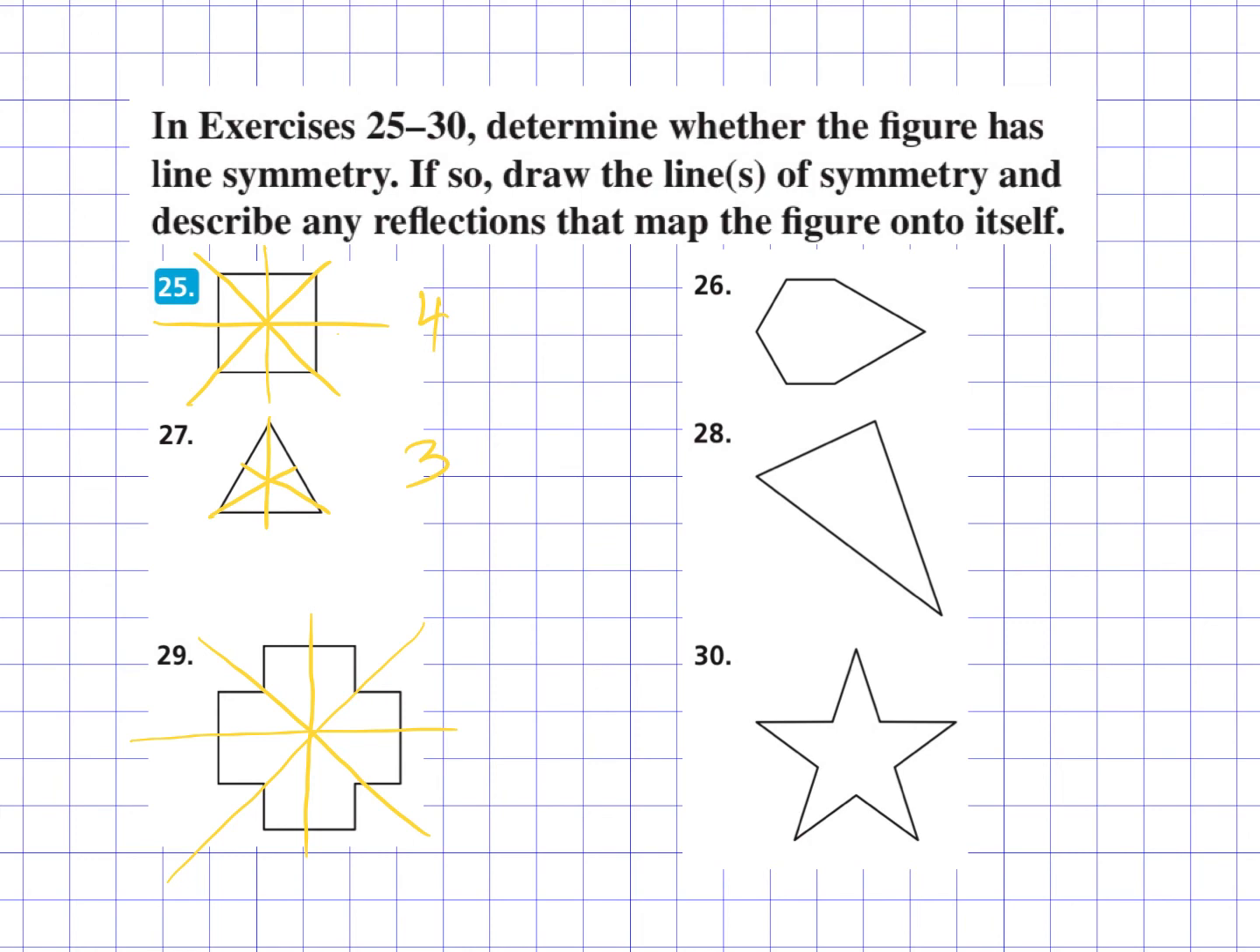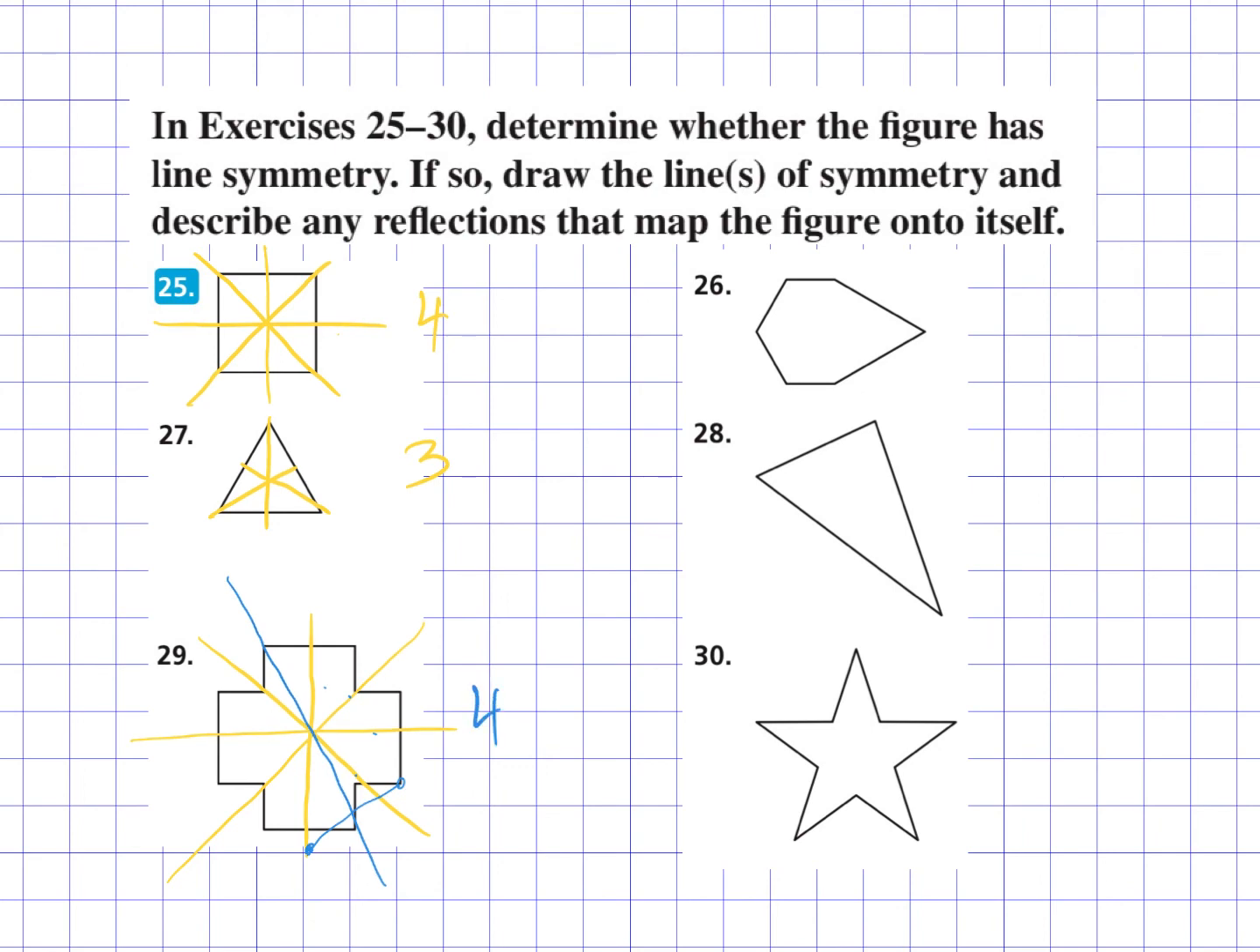You couldn't do this line because this point right here would fold over to there, and there's nothing there. Folding over means you get the exact same shape. There's nothing there. So 1, 2, 3, 4. There's 4 lines of symmetry there.